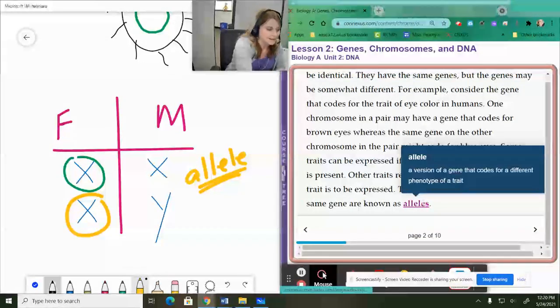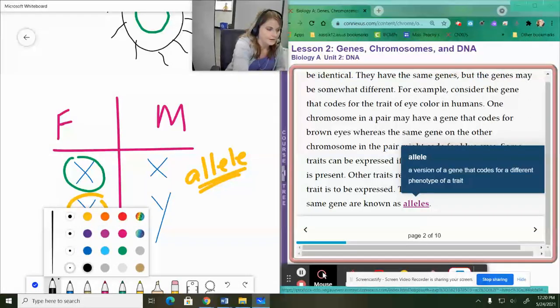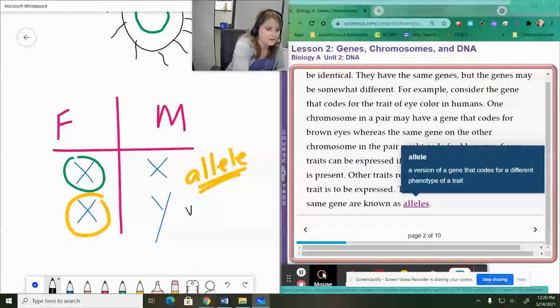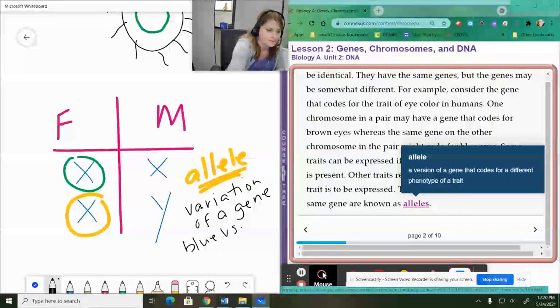So let's define that real quick. This is like a variation of a gene. I like that word best. Bad writing, huh? Blue. It's just the pen. It's kind of too soft. Versus brown eyes.